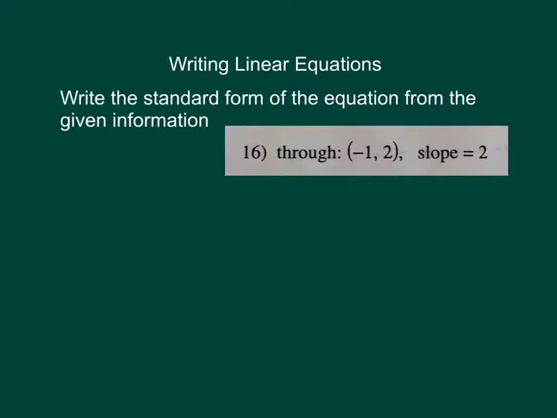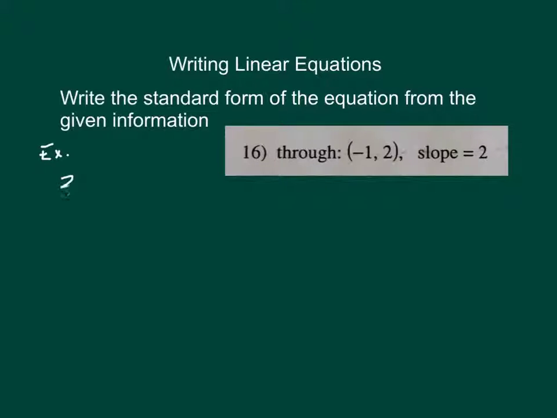The first thing is, does anybody know what standard form is? Patrick: Y equals mx plus b. That is slope-intercept form. That's not standard form. So for standard form, here's an example: a squared plus b squared equals c squared. That's the Pythagorean theorem, but it has the a's and b's initially.